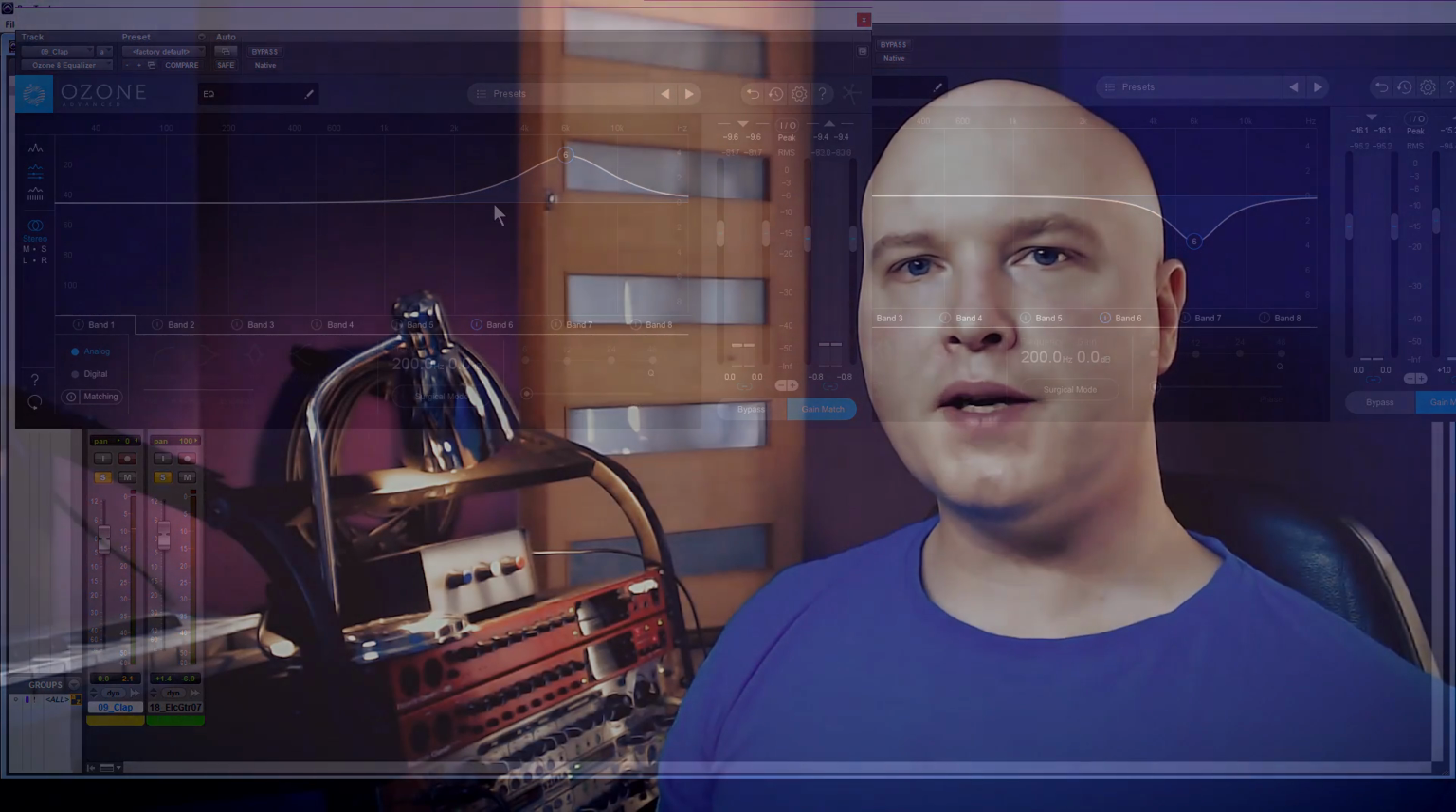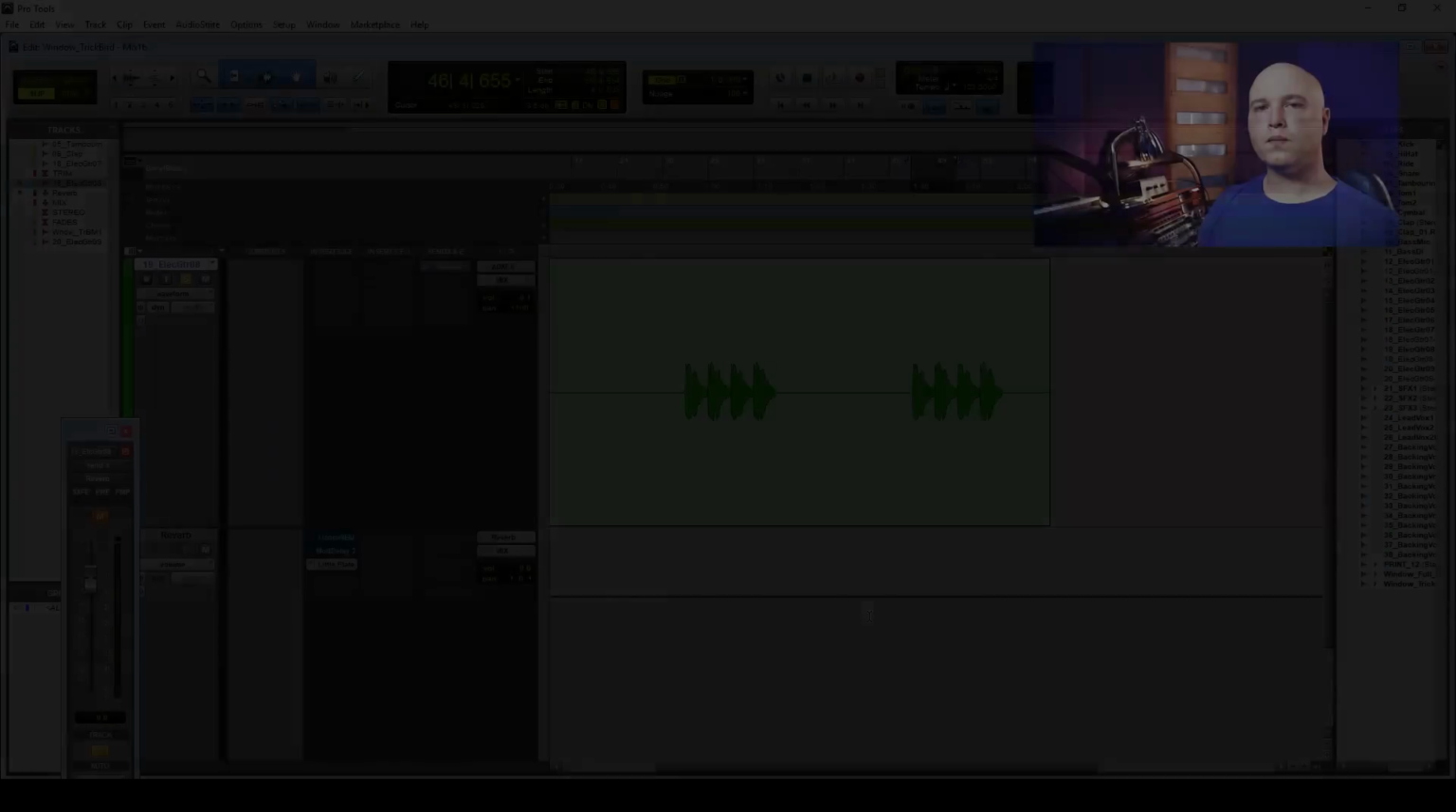Creating depth is as much about contrast through separation as it is about balance. So the two must work hand in hand. Respect the balance when making these EQ decisions. Combine what we know about volume, reverb, and EQ, and we really start to affect depth.